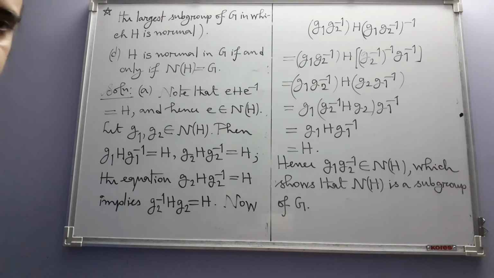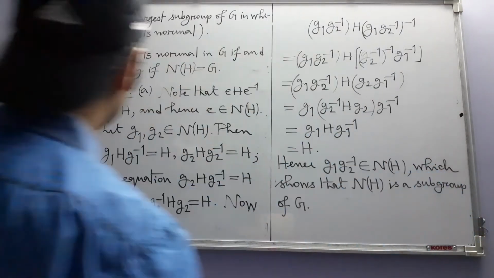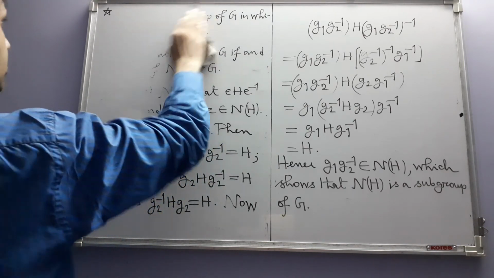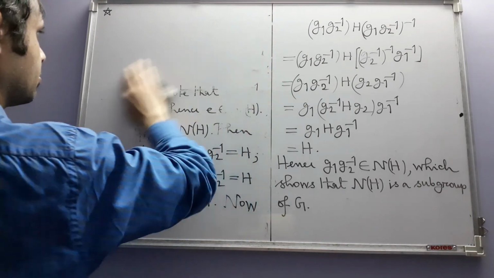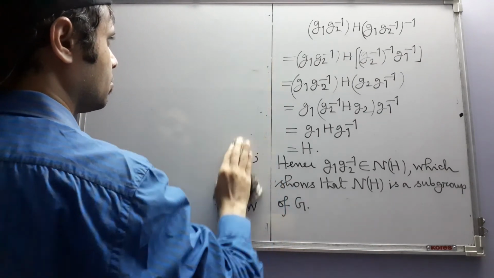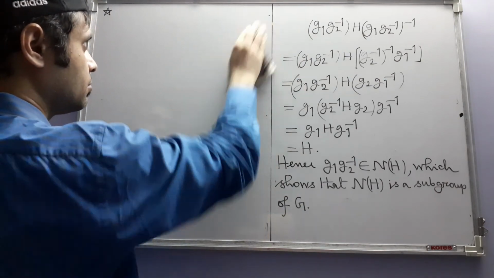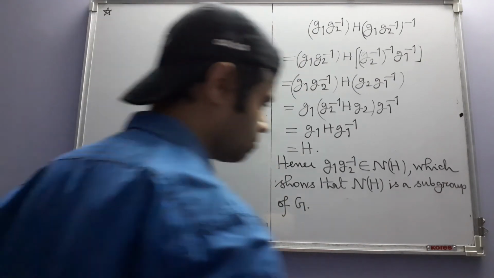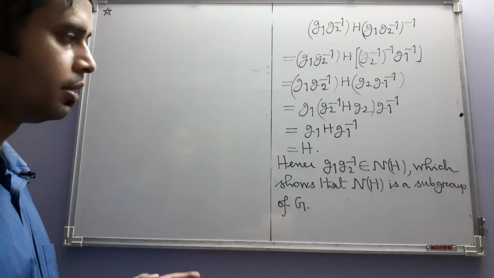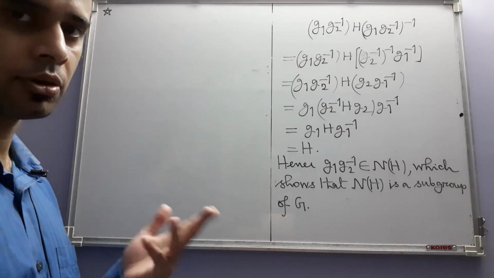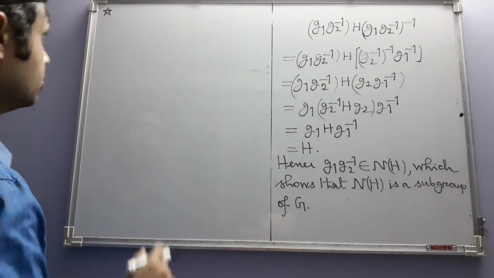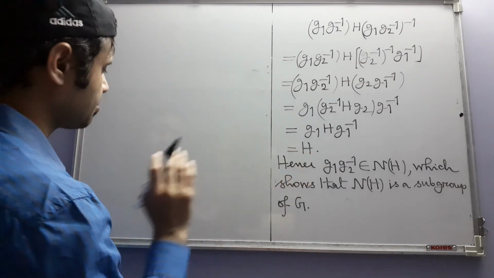Okay, so part A is over. Now in part B, we have to show that H is a normal subgroup of NH. First we need to show that H is contained in NH, that is, H is a subgroup of NH, that's what we have to show.